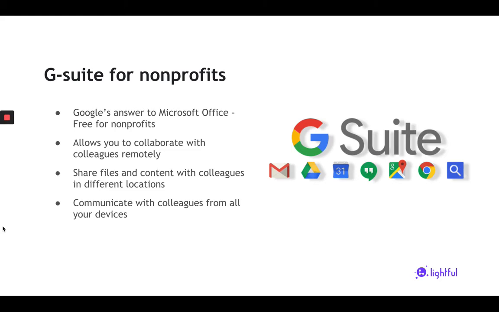G Suite is basically a set of integrated apps that let organizations use their own domain and be more productive, collaborative, and secure. With popular tools like Gmail, Google Calendar, Google Docs, colleagues can work from anywhere on any device, and they can actually focus their time on making an impact. So it's Google's alternative to Microsoft Office 365, and again, it's free for charities.